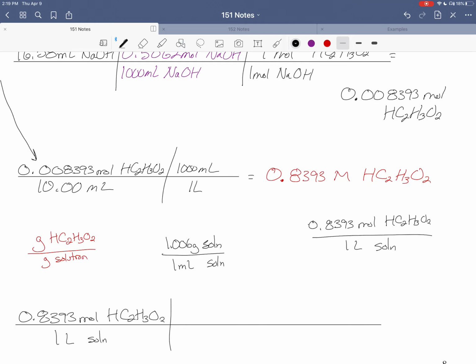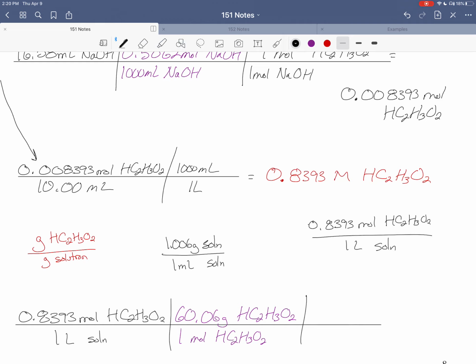I can take those moles into grams pretty quickly. All right, the molar mass of acetic acid. 1 mole of HC2H3O2 happens to be 60.06 grams of HC2H3O2. Right, because 16 is 32, plus 12 and 12 is 24. That's 56, plus 4 more is 60, and then there's 06 with the carbon and the hydrogens.